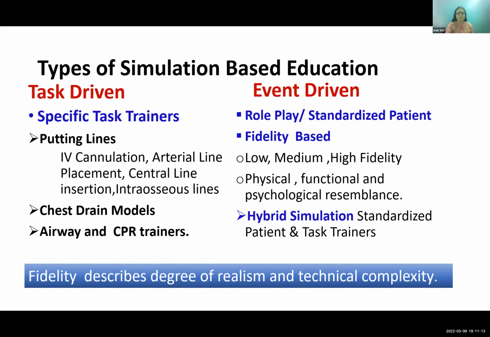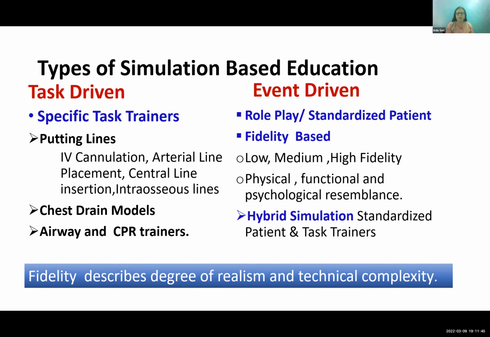Well, simulation can be task-driven or event-driven. There can be specific task trainers, and events we can do by role play or by standardized patients. The role play can be of any role: the patient, the attendant, or the trainer. And we all have been conducting these workshops, like CPR, a common course which we have been doing, and then chest drain models.